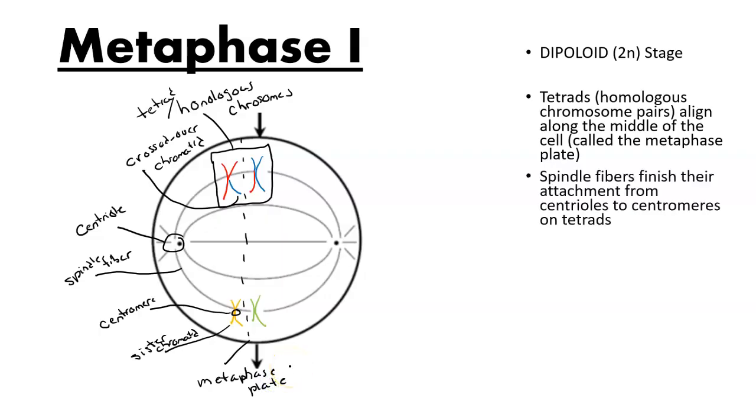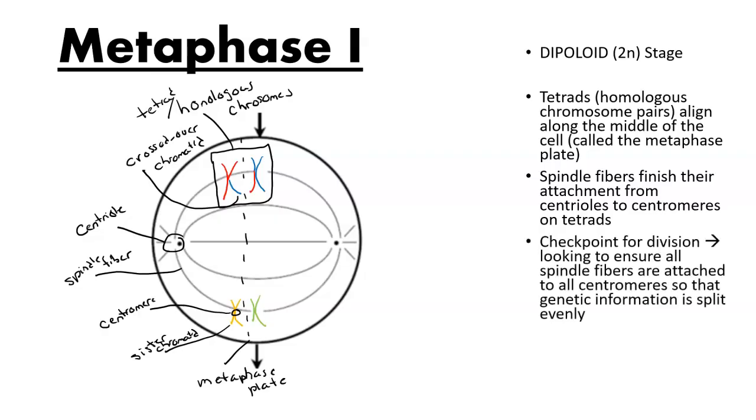Spindle fibers are going to finish their attachment from those centrioles to your centromeres on the tetrads. And don't forget, there is a checkpoint here for division, just like we talked about in mitosis. We want to ensure that those spindle fibers are attaching to all of those centromeres so that when we go to the next stage, anaphase, those chromosomes split evenly so that the resulting cells at the end of this process get the correct number of chromosomes that they're supposed to have.